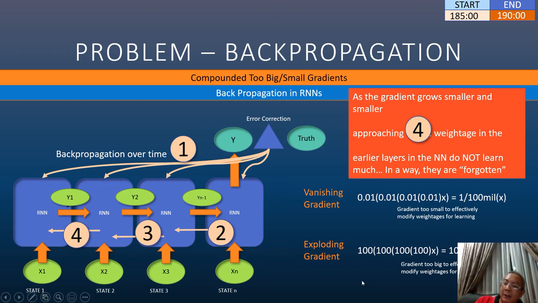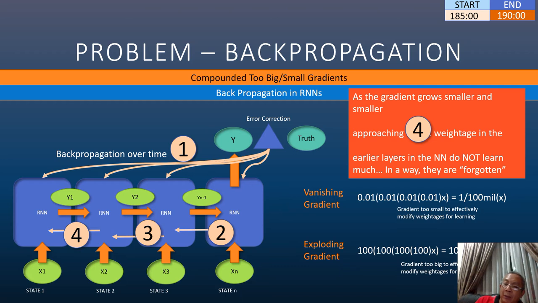Or let's say for example, the number becomes too big. Let's say it's 100. 100 times 100 times 100 times 100, 4 layers already become 100 million. So the gradient becomes too big that it drowns out all other gradients. So also you have a problem here, because then you cannot use this value in order to teach your ANN, because then your ANN becomes distorted by very big values.